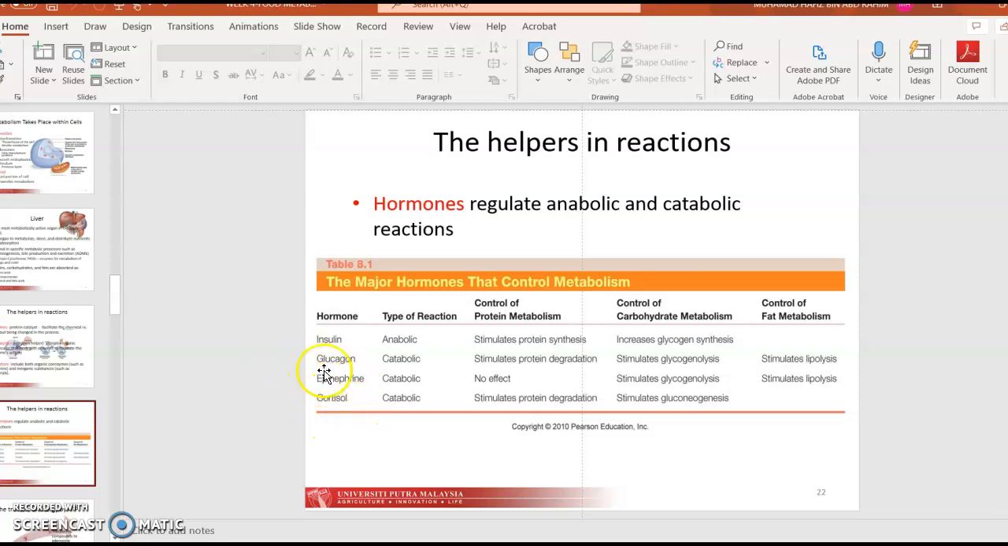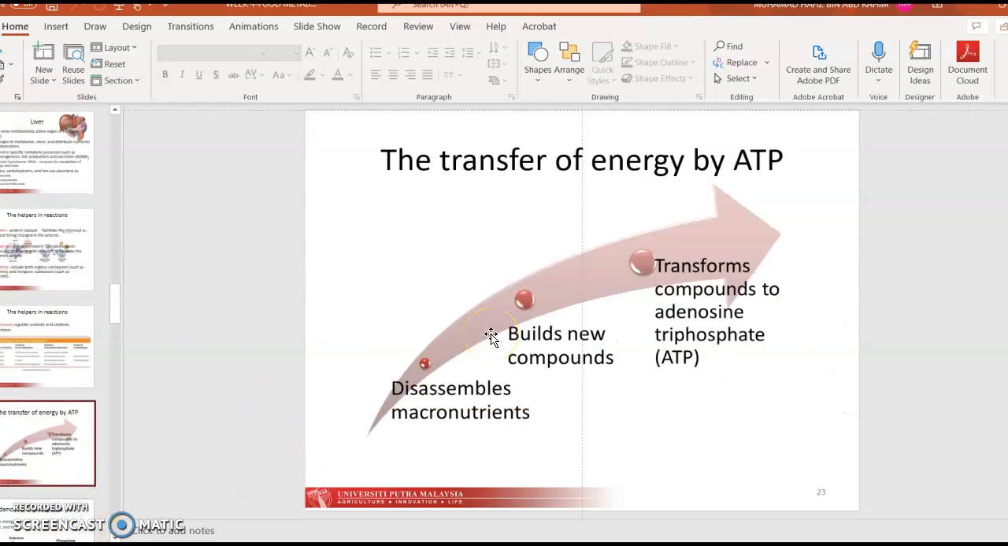Epinephrine or adrenaline is also a catabolic hormone that is used during emergency situations. Cortisol is the stress hormone that is used over a longer duration. For example, if you are stressed during the exam, cortisol will be released to break the macronutrients into glucose, to provide the energy that is required during the stress. So the transfer of energy by ATP happens by disassembling the macronutrients, which eventually enter the mitochondria to form ATP.